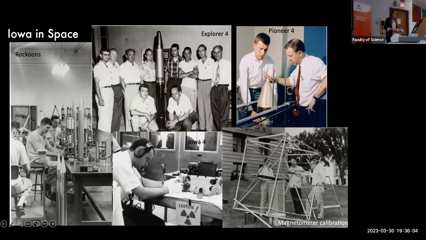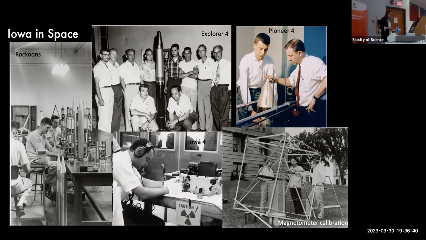of space exploration itself. So we have some images here of raccoons, which are basically rockets that are shot off of balloons into the atmosphere, satellites, so Explorer 4 and Pioneer 4, magnetometer calibration going on one of the lawns of the Iowa academic building there, and another testing setup for one of the satellites, used to be called Engine 4, now it's called Iowa 4. And there's just some of that history that has gone on since the 50s at the University of Iowa.